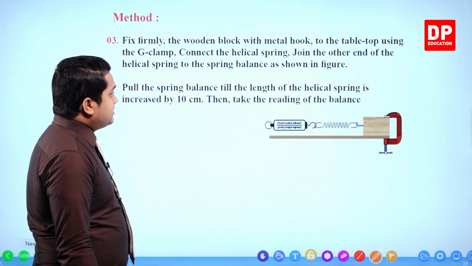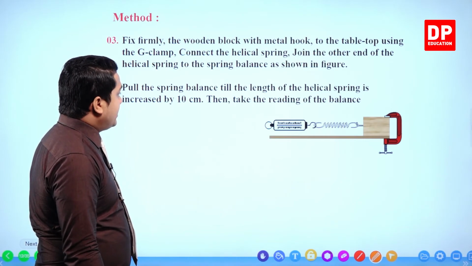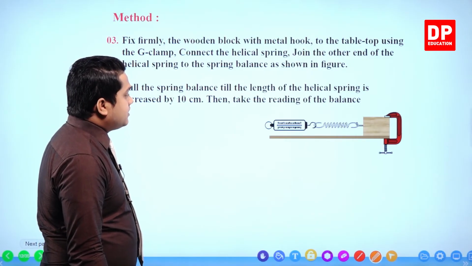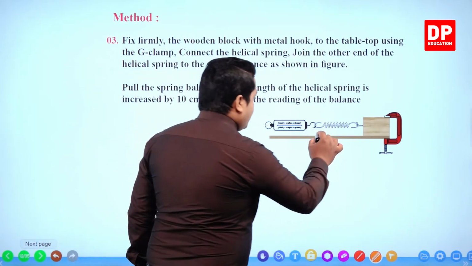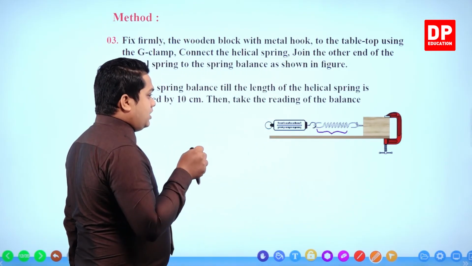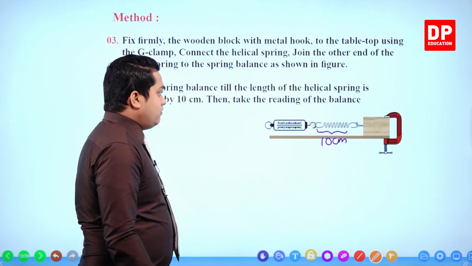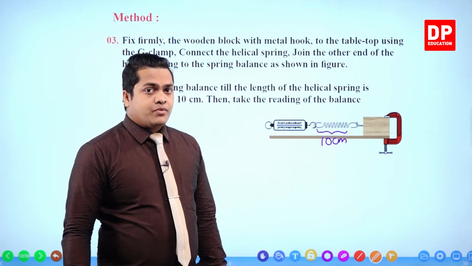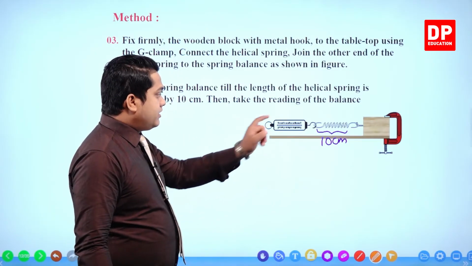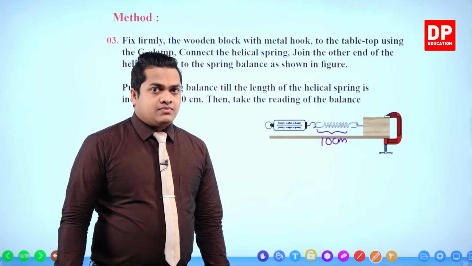Pull the spring balance till the length of the helical spring is increased by 10 centimeters. Then take the reading of the balance. And now what you have to do? You have to grab, hold and pull, right? So that the helical spring would be stretched up to 10 centimeters in length. Then you have to take the reading of the spring balance.